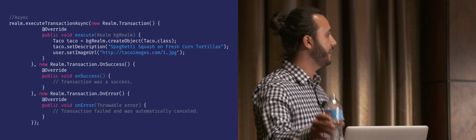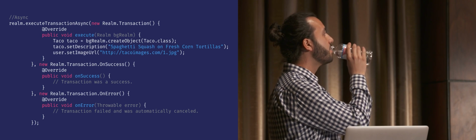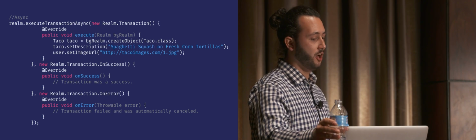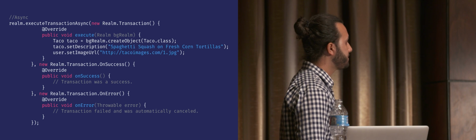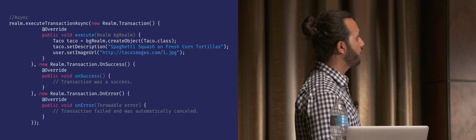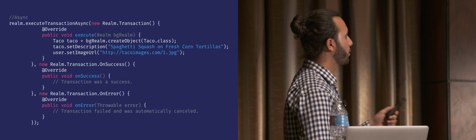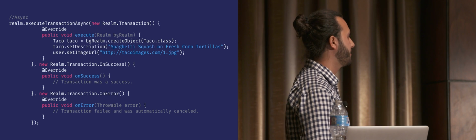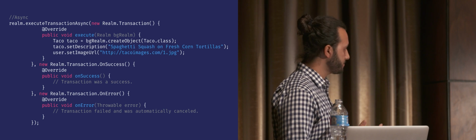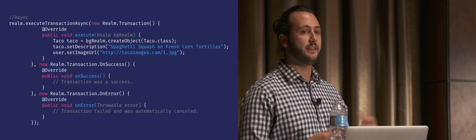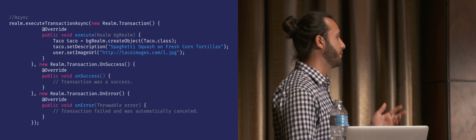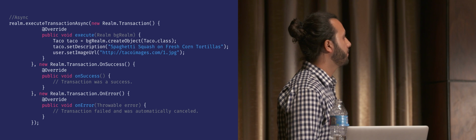What about executing it asynchronously? We would just call executeTransactionAsync. Again, using our execute block, setting any kind of setters that we need to. Then Realm gives us our two callbacks, onSuccess and onError. If you need to do anything with that, that's when you can alert your users it was saved, there was an error, something like that. Pretty handy.